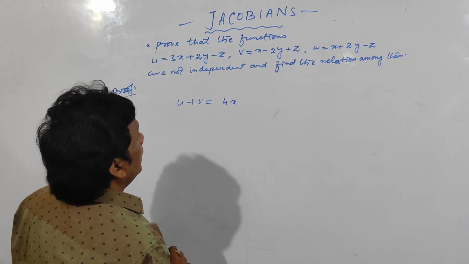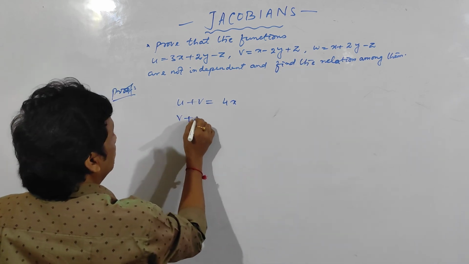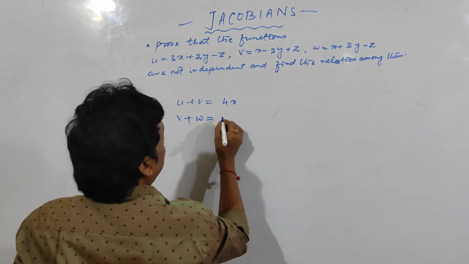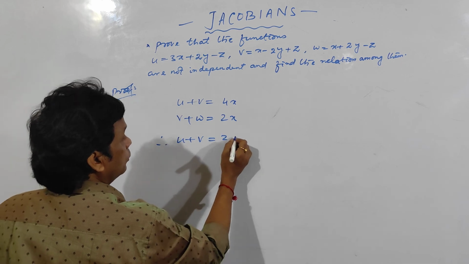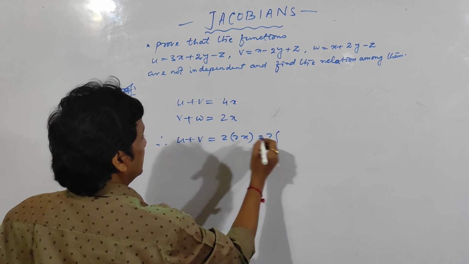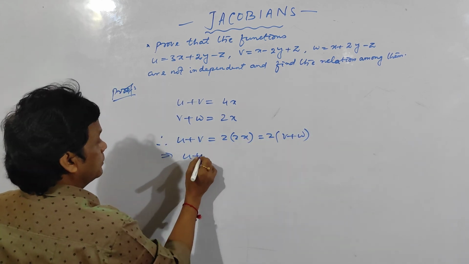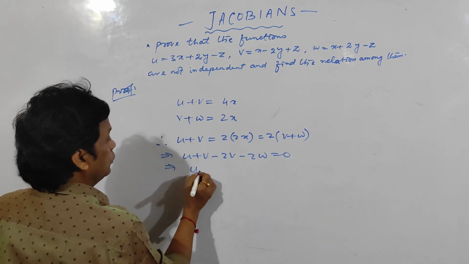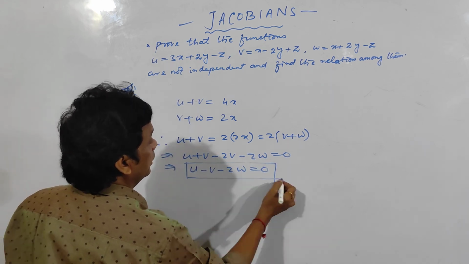Clear? Again, v plus w. If I take v plus w, it is minus 2y plus 2y cancels out. Minus z cancels out. It remains 2x. Therefore, u plus v is equal to 2 into 2x. Clear? So 2 into, in place of 2x I am writing v plus w. So take to one side. u plus v minus 2v minus 2w equal to 0. That means u minus v minus 2w equal to 0. So this is the relationship between u, v, w.